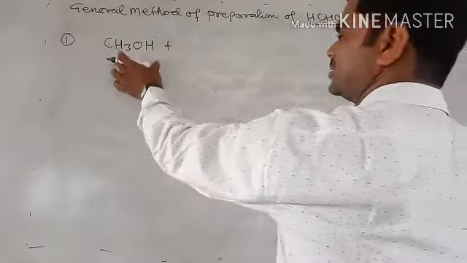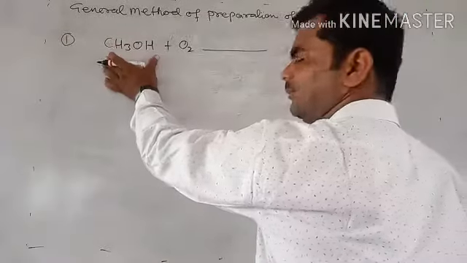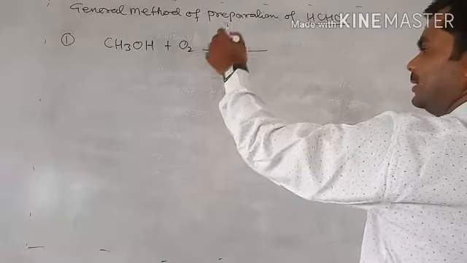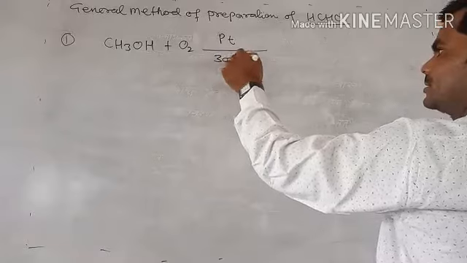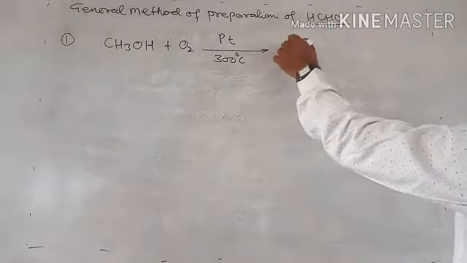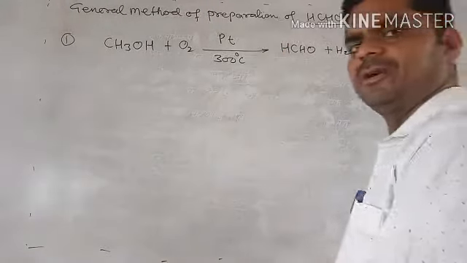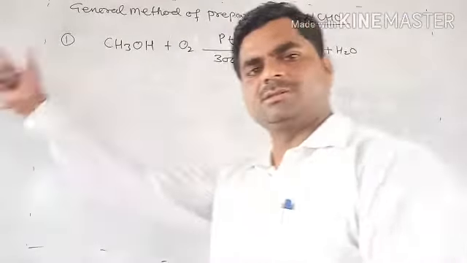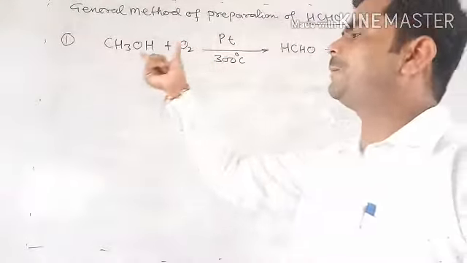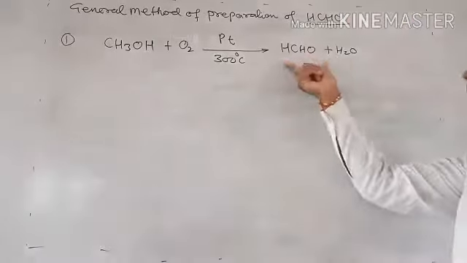CH3OH, the vapor of CH3OH and oxygen, the mixture of vapor of methyl alcohol and air, in the presence of a platinum catalyst at 300 degrees Celsius temperature. After the reaction, it forms formaldehyde, HCHO, plus water. This reaction stands for the formation of formaldehyde. In this reaction, in the presence of a platinum catalyst at 300 degrees Celsius, the vapor of methyl alcohol reacts with oxygen. As a result it forms formaldehyde plus water.